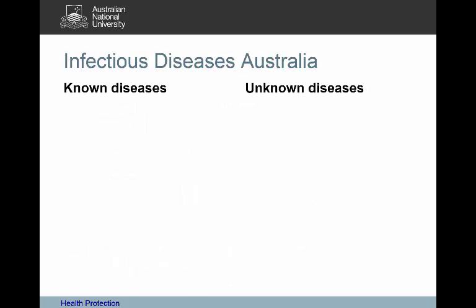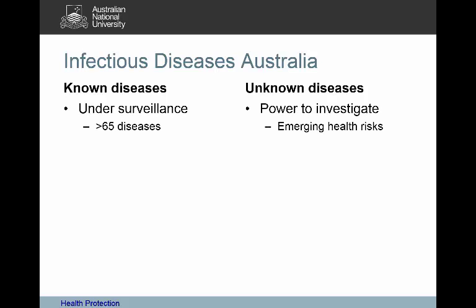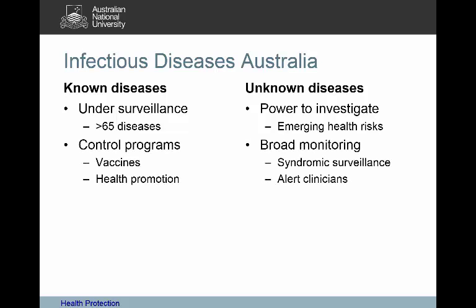So in Australia, if we think about infectious diseases, we have known diseases under surveillance. There's over 65 diseases under surveillance in Australia. For unknown diseases, we have legislation which gives us power to investigate. Nearly every jurisdiction in Australia has powers to investigate infectious diseases of unknown origin. And that might include emerging health risks as well. So if there's a disease of unknown etiology or source, health departments can investigate.